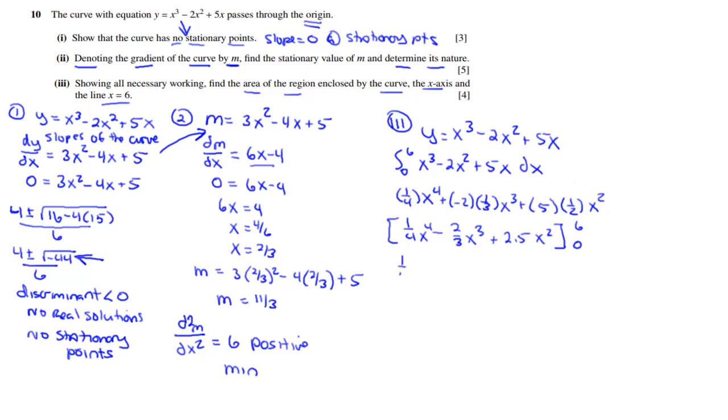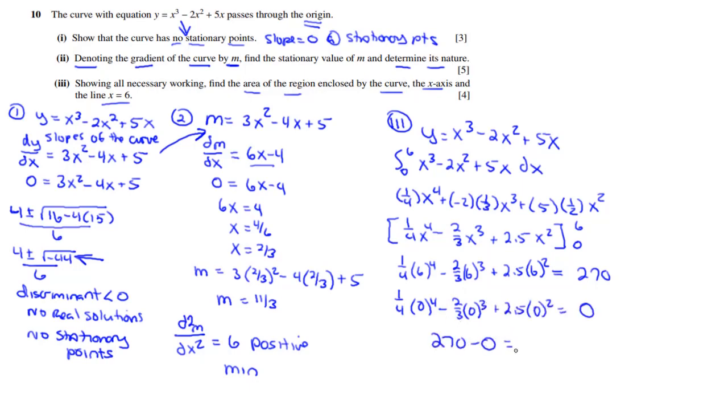So now I'm going to substitute it in. If I plug in a 6 for all these, I'm going to get a 270. And then when I plug in a 0 for all of these, well, I'm going to get a 0. And so the area is going to be 270 minus 0, or 270. And that's all for those.